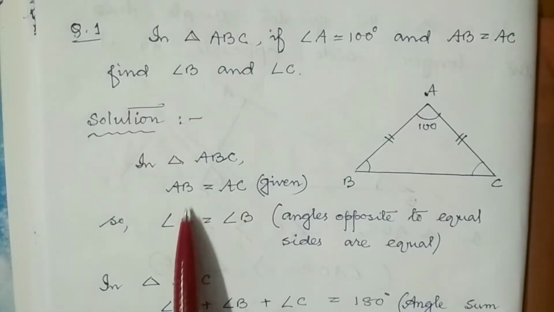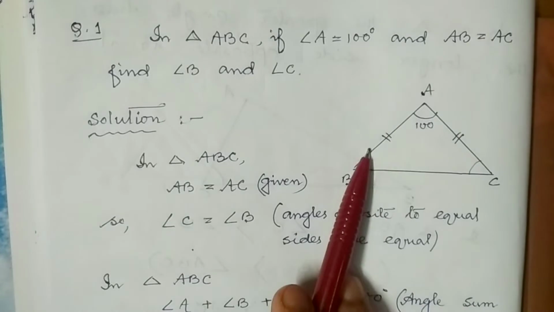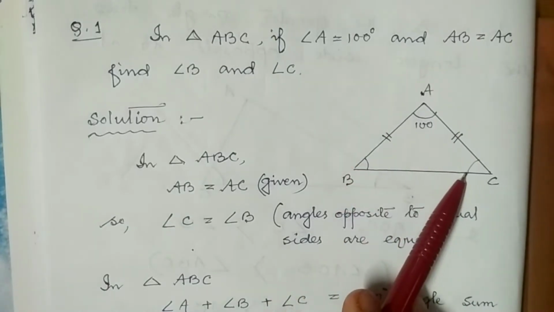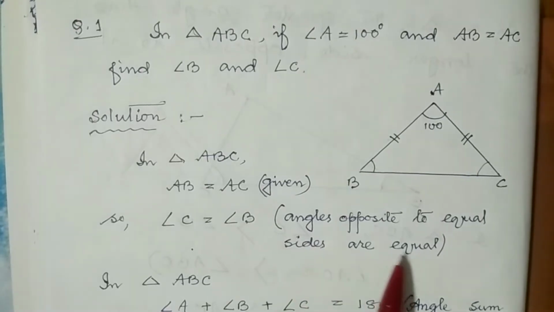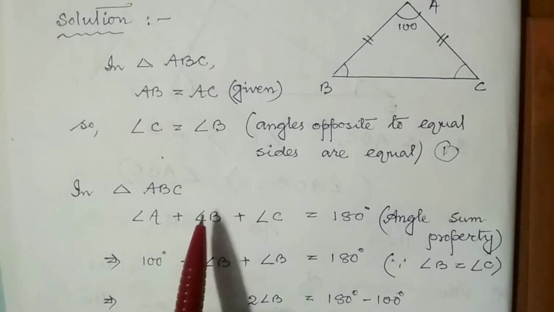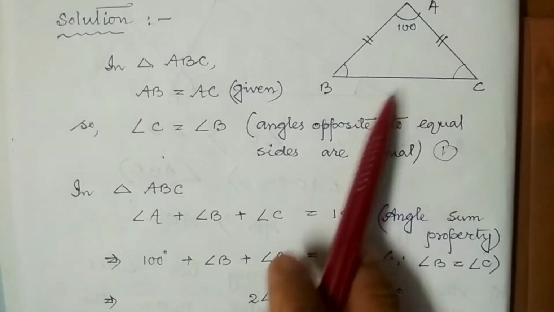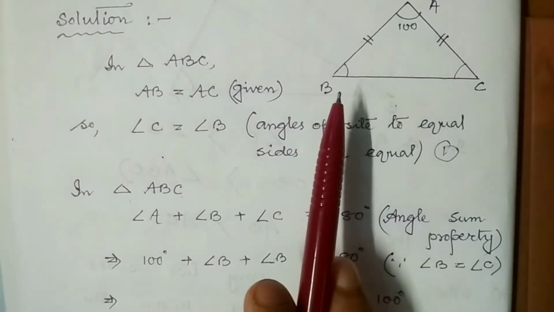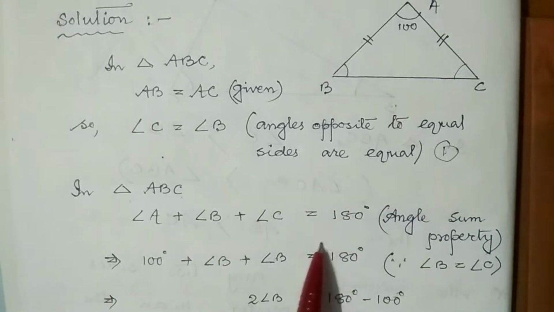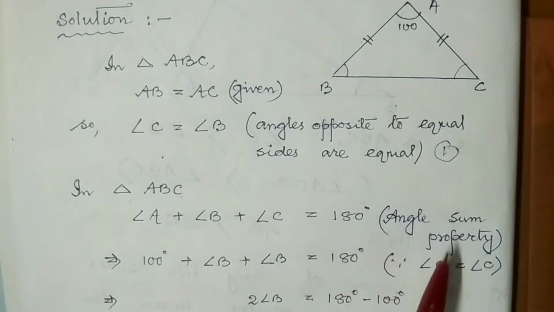So AB's opposite angle, that is angle C, must be equal to AC's opposite angle, that is angle B. Let it be equation number 1. Now in this triangle ABC, we know angle A plus angle B plus angle C must be 180 degrees. This is called the angle sum property.